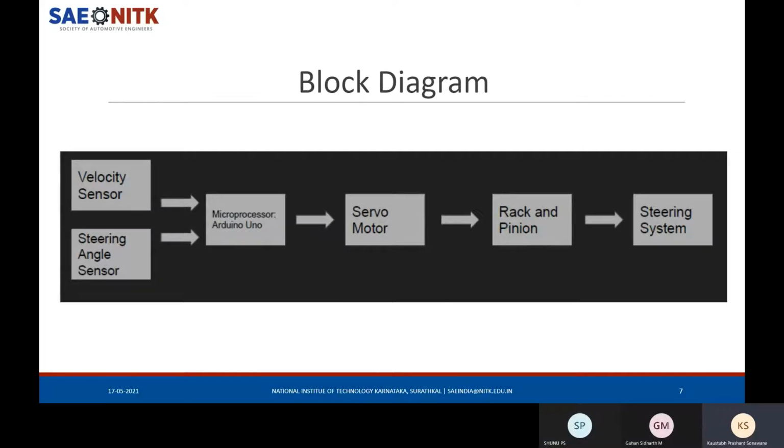Here we have the block diagram of our steering system. Two sensors provide information to the microprocessor, which we have chosen as Arduino Uno. The microprocessor does its calculations and provides an output angle to the servo motor. The servo motor rotates by that angle, which further rotates the pinion. As the pinion rotates, the rack moves horizontally. This horizontal motion of the rack controls the entire steering system.